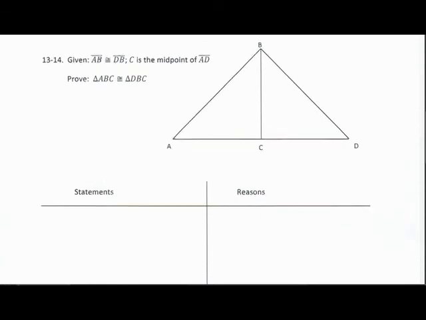Given that segment AB is congruent to DB and C is the midpoint of AD, prove that triangle ABC is congruent to triangle DBC. So let's read that one more time, and we're going to make notation as we go. So given AB, find AB and make a notation mark, is congruent to DB, find DB, make a notation mark. These two are going to be congruent. C is the midpoint of AD.